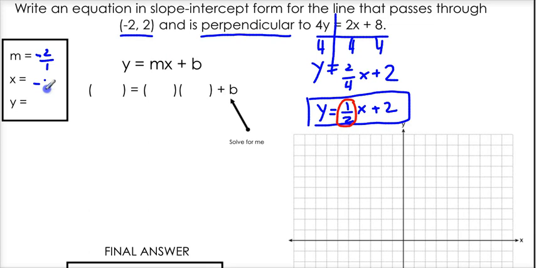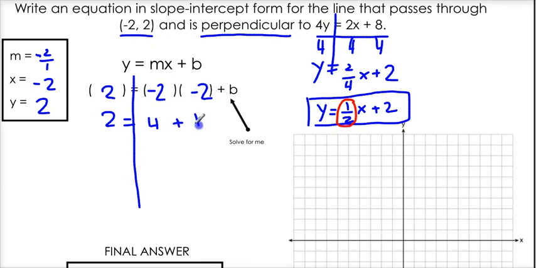We write down our point, negative 2, 2. We plug into y equals mx plus b, so our y is 2. Our m is negative 2 over 1, so we just put negative 2. Our x is negative 2. And we're just going to solve for b. All right, so we get 2 equals 4 plus b. We subtract 4 from both sides, and we get b is equal to negative 2.